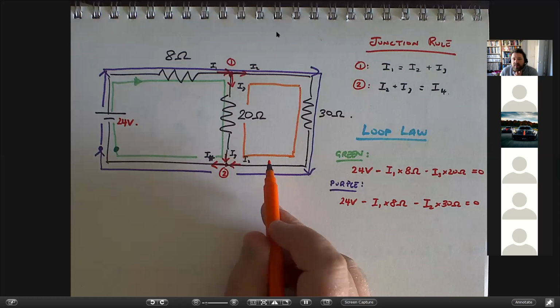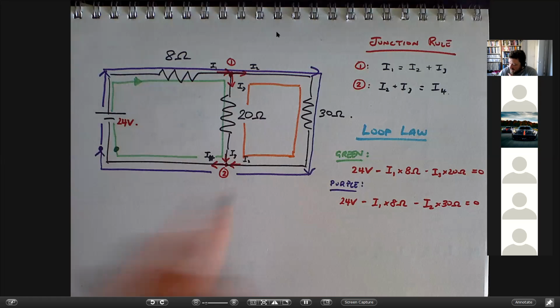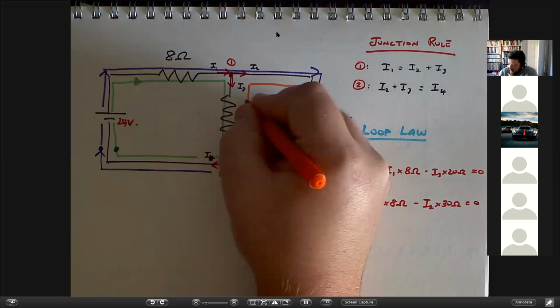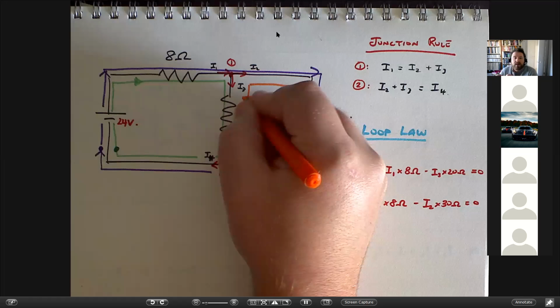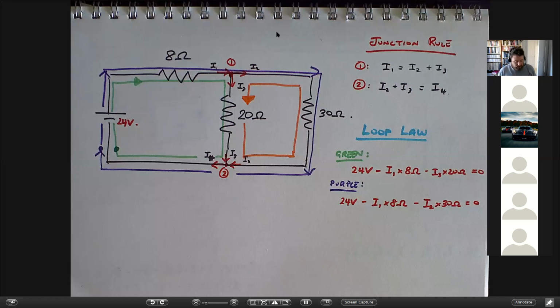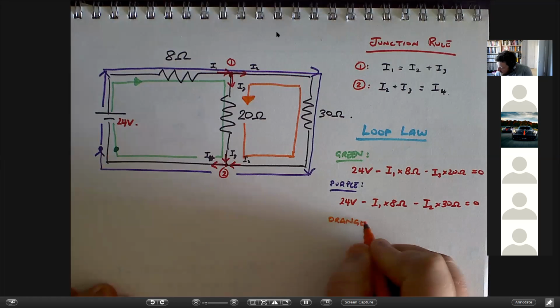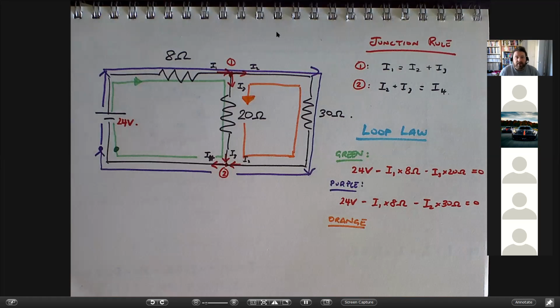The last loop I want to add is this one here. And this loop here is strange because it doesn't have any power supplies on it. Okay, so I'm just going to assign a direction here. I'm going to go this way, and we're just going to see what happens. I'll write that one down for us as well.